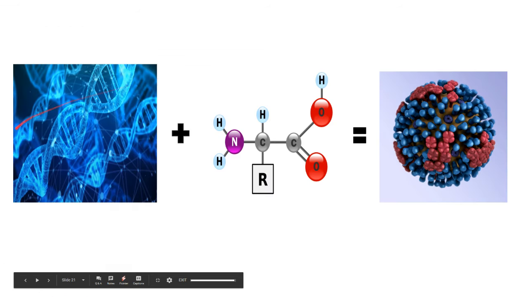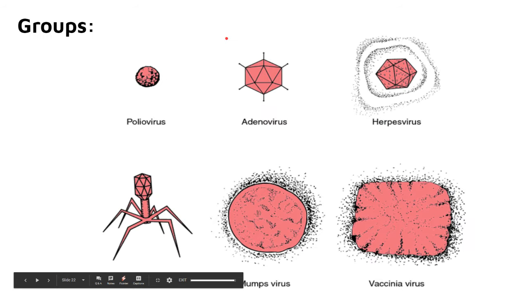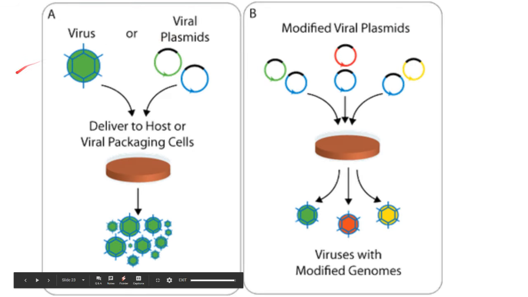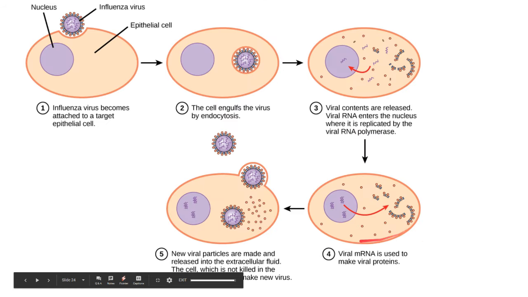Viruses are made up of genetic material and protein. Like bacteria, they can be classified into different groups, and in this case there are 6 different groups, depending on the shapes. A viral plasmid is delivered to the host or viral packaging cells, and it will create more virus. With a modified viral plasmid, the same thing happens: it is delivered to the host or viral packaging cells, and then it will come out with virus with modified genomes.